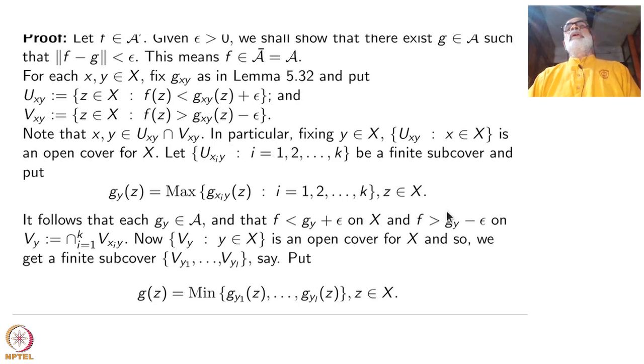On the other hand, if you go for the other part, f is bigger than g_y minus epsilon only on the intersection. If it is bigger than all of them, then only f(z) will be bigger than the maximum, right. So it should be true for all i equal to 1, 2, 3 up to k, which means that I have to take the intersection. If I take the intersection of the V_xiy's correspondingly, I am calling it V_y. On this intersection, a small set, f is bigger than g_y minus epsilon. Is that clear?